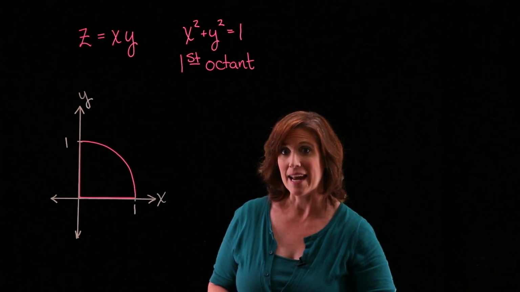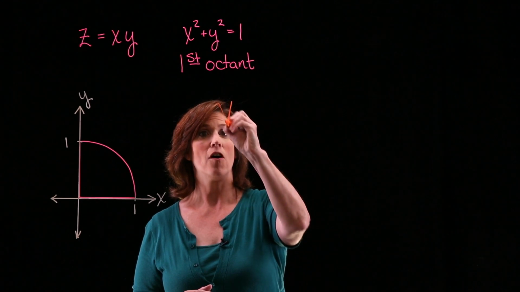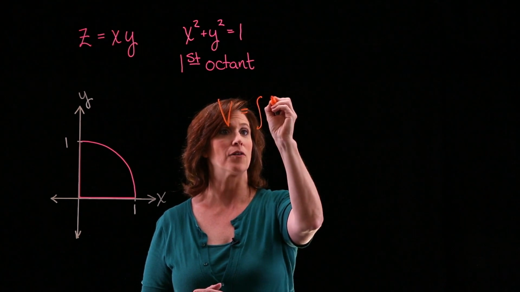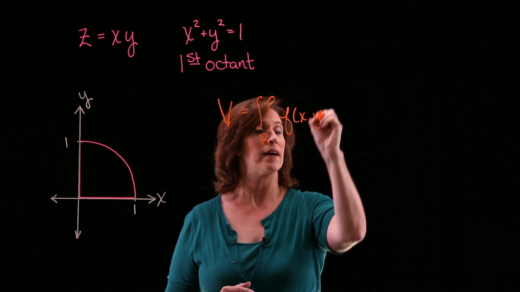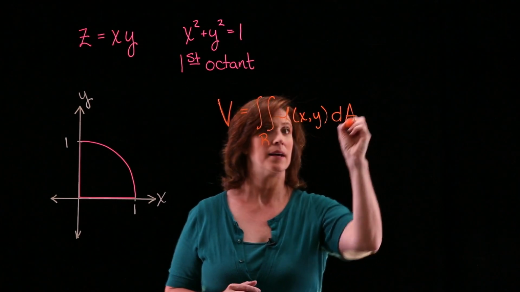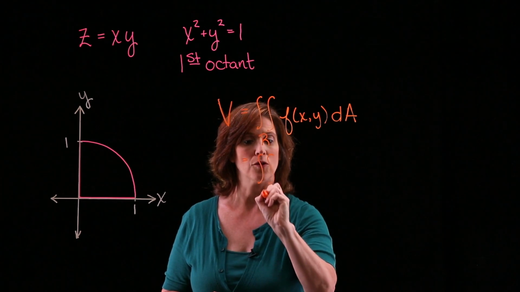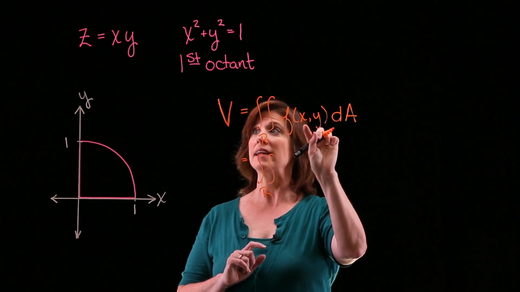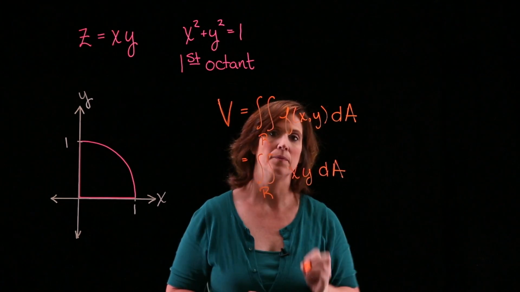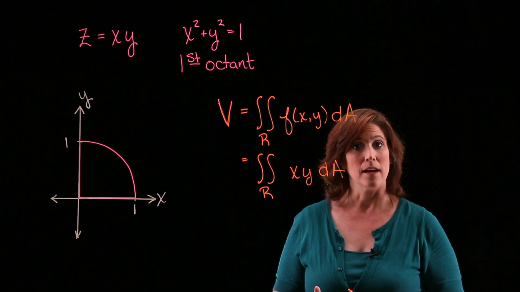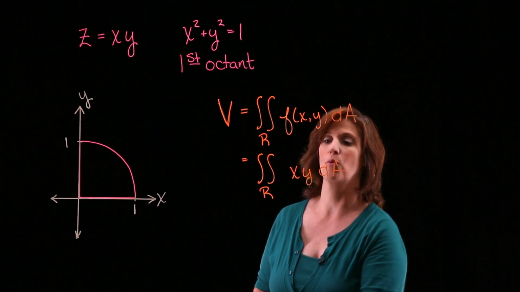So let's begin by getting a formula for my volume. We know that to find the volume, I'll be taking the double integral over a region of f of x y dA. In this particular problem, that will be the double integral over my region of x times y dA. Now, this is not using polar coordinates. So the next thing I want to do is shift my focus so that I'm working in polar coordinates.